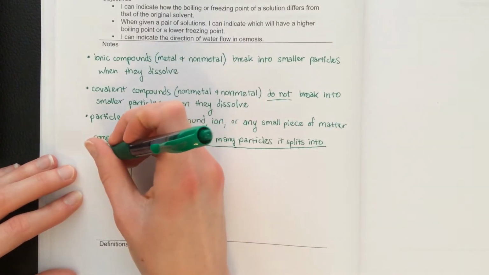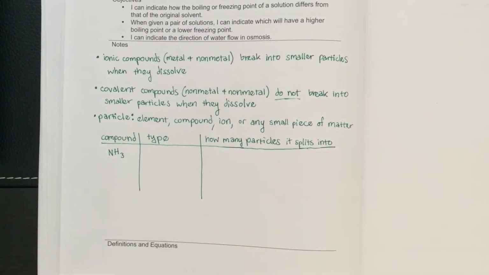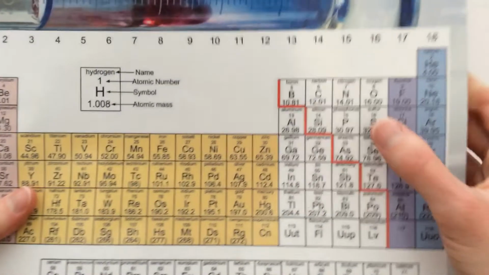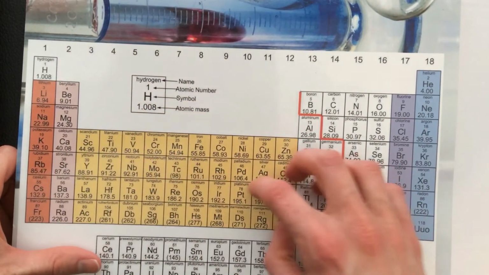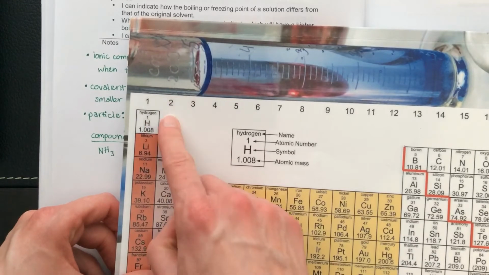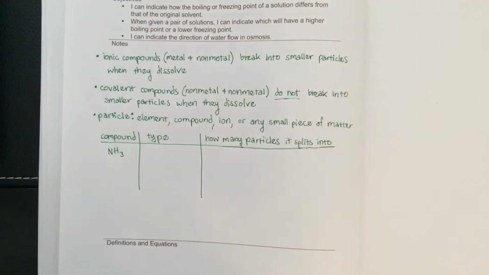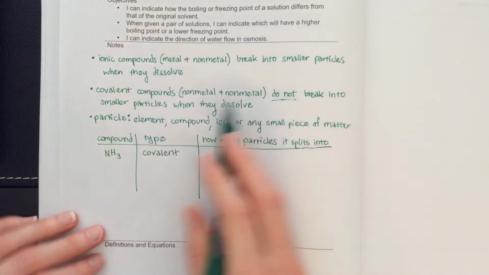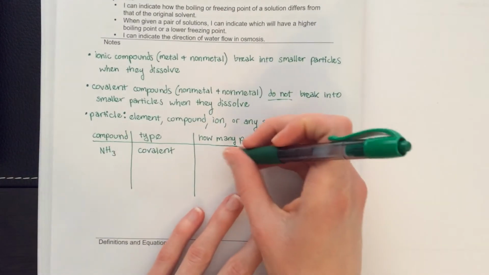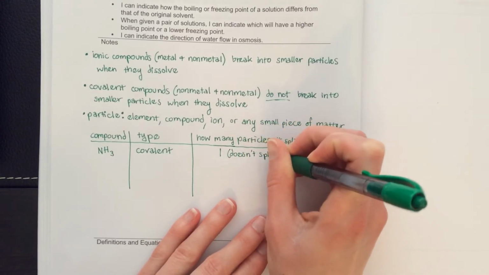Okay, so first compound we're going to do is NH3. So to do this, you're going to need a periodic table because that's how you're going to tell whether it's ionic or covalent. So if we look at N, it's right here. Now remember, this red line divides the metals, which are on the left, from the nonmetals, which are on the right. So we know N is a nonmetal. And then hydrogen's over here. We have to remember that even though hydrogen is with the metals, it's a nonmetal. So we've got a nonmetal and a nonmetal. So this is covalent. And it says up here that covalent compounds don't break into smaller particles. So we're just going to say it stays as one particle. It doesn't split. So that's going to be true of any covalent compound.